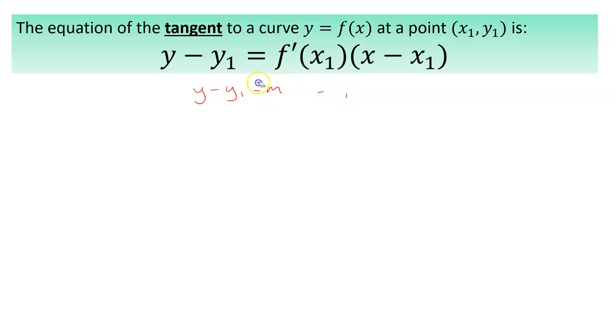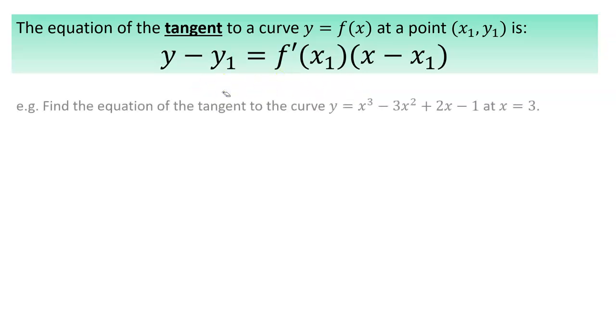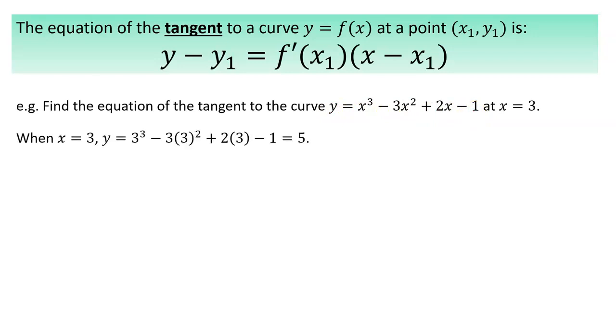So let's look at an example. Give you a moment to read that. Okay, so we need our x1 and our y1. We've got x1 here, we need to find y1. So I substitute x equals 3 into my equation. Calculate the different terms and I get y equals 5. So I know that the point (3, 5) lies on the curve, and that's where I need to find the tangent.